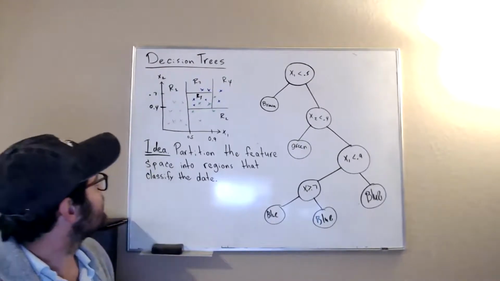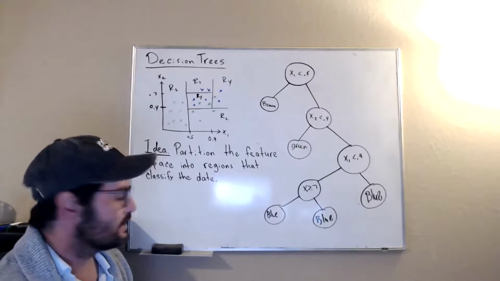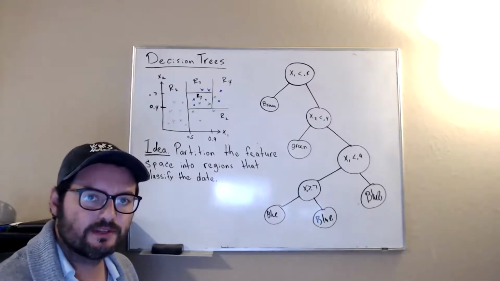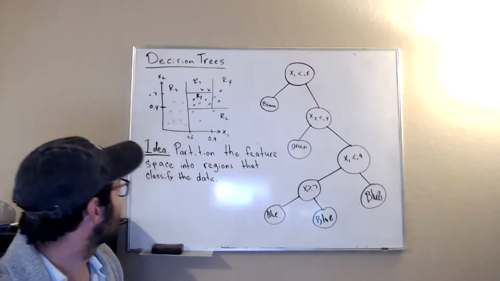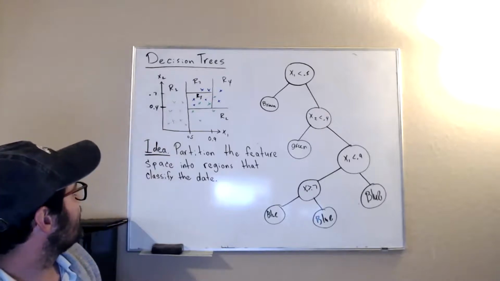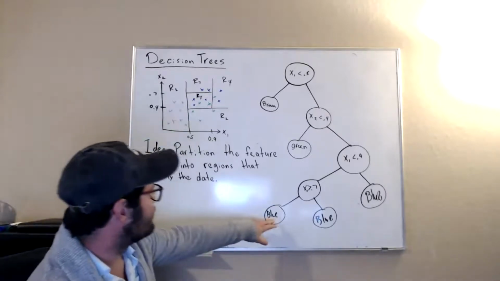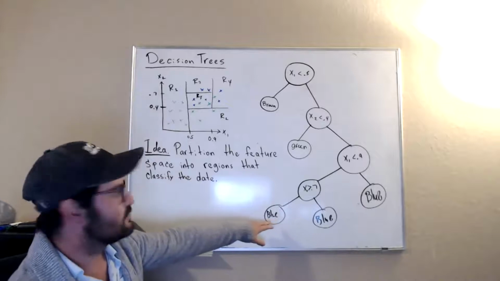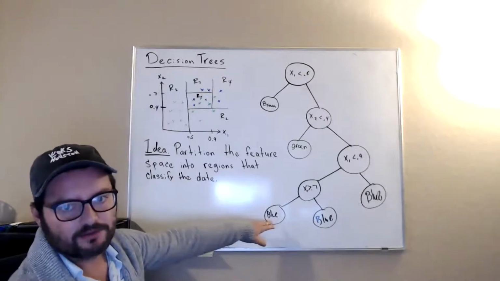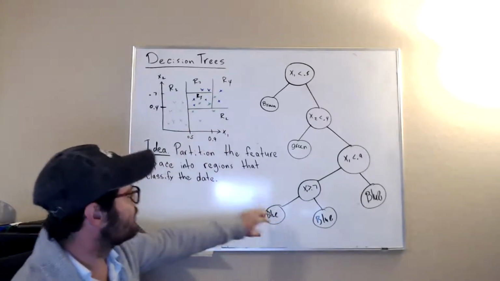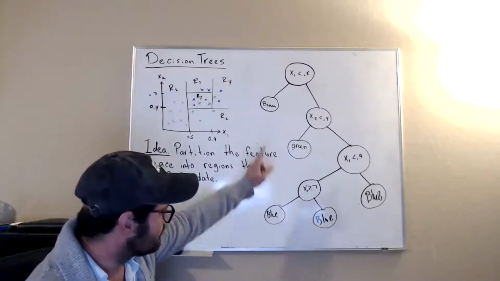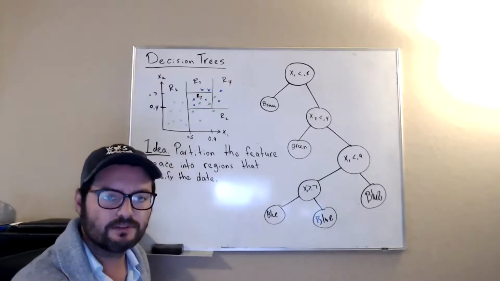You can also use regression trees. You can use trees to make regression estimates. For example, instead of giving it a label, you would give it the average x1 and x2 values, take the average of those, and then your predicted value would be that average in that region.